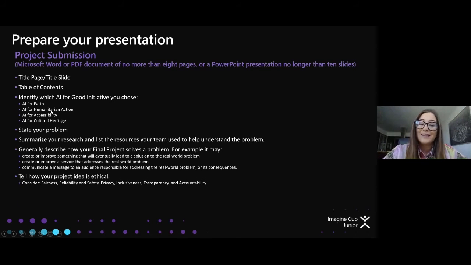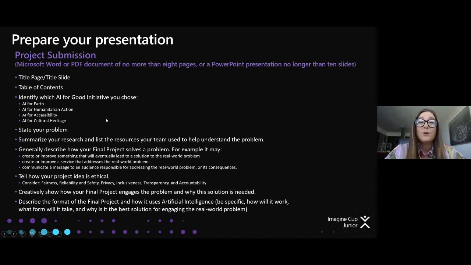Then you're going to tell how your project idea is ethical. And Amanda just went through all the ethics there with you, the 6 of them. Okay, so just make sure that you include them because, as we said, there are marks going for it. Creatively show how your final project engages the problem and why the solution is needed. So we're really looking for creativity here, aren't we, Amanda? We want to see how creative you can be.